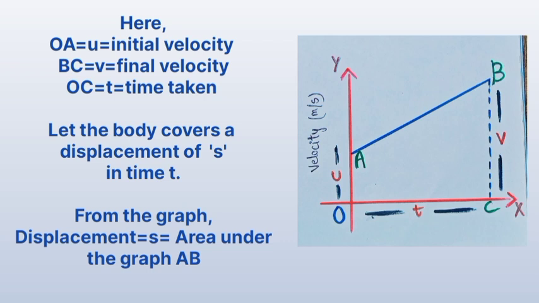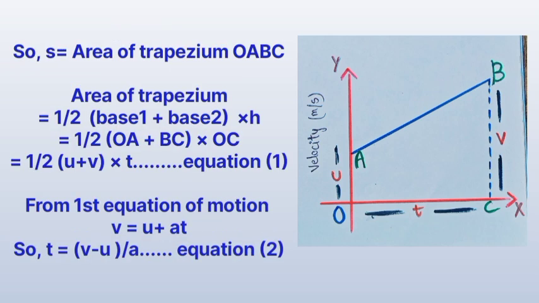Here OA equals u, the initial velocity. BC equals v, the final velocity. OC equals t, the time taken. Let the body cover a displacement of s in time t. From the graph, displacement equals the area under graph AB. So s equals the area of trapezium OABC. The area of a trapezium equals half into (base 1 plus base 2) into height. Here base 1 is OA, base 2 is BC, that is the final velocity, and the height is OC.